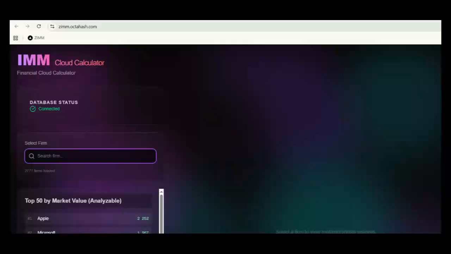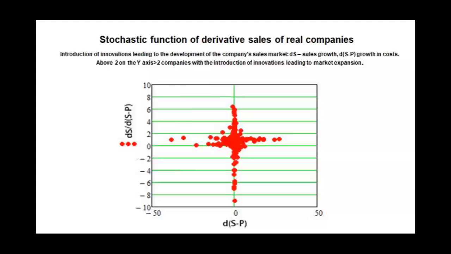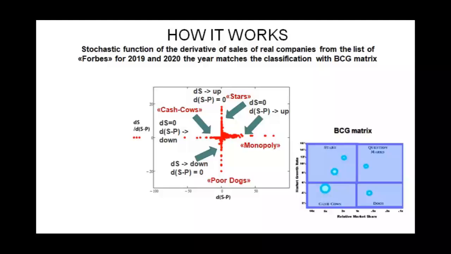The methodology and software were validated using publicly available data on the world's 2,000 largest companies from Forbes over an 8-year period. The core metric is the sensitivity of sales growth to changes in operating costs. Companies are positioned on a cross-shaped analytical chart, as illustrated in the figure. This framework enables the identification of high-performance companies that generate superior sales growth per unit of cost, allowing capital to be allocated with maximum return potential.